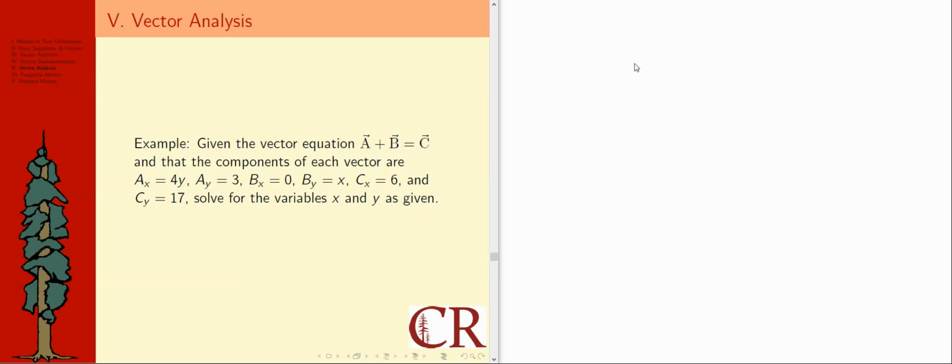Given the vector equation a plus b equals c, and that the components of each vector are a sub x is equal to 4 times y, a sub y is equal to 3, b sub x is equal to 0, b sub y is equal to x, c sub x is equal to 6, and c sub y is equal to 17, solve for the variables x and y as given.